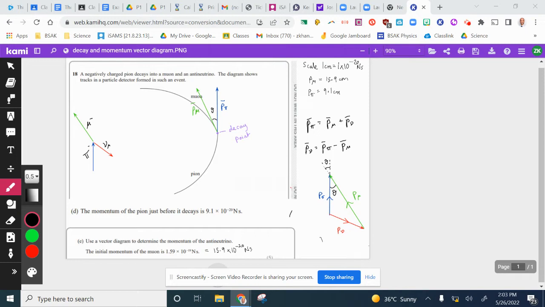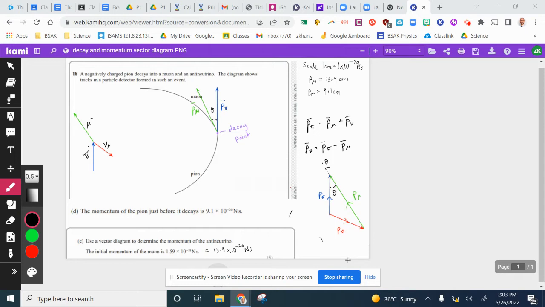However, if this is to scale, we can determine the direction of the momentum of the pion just before it decayed. As the pion comes in, it decays at that point. If we look at the direction it was moving just before it decayed, we just draw a tangent to that curve, and we'll see that the direction is almost vertical. So the speed of the pion is almost vertical, and therefore the momentum of the pion is almost vertical.